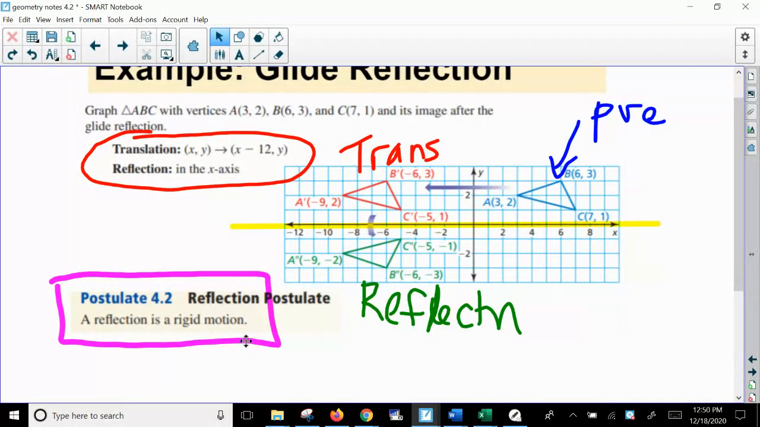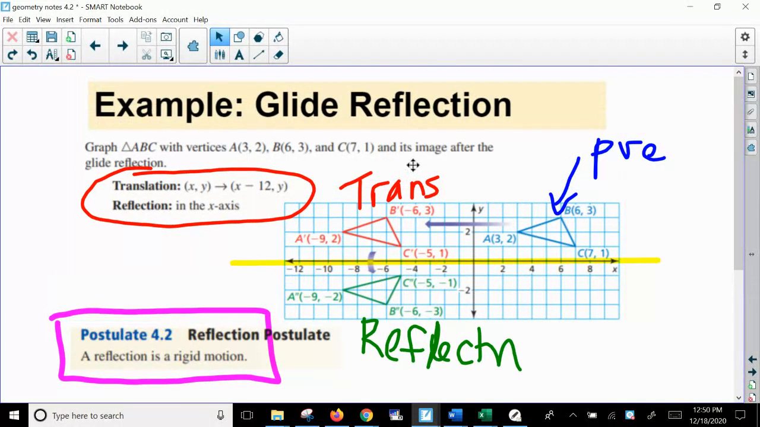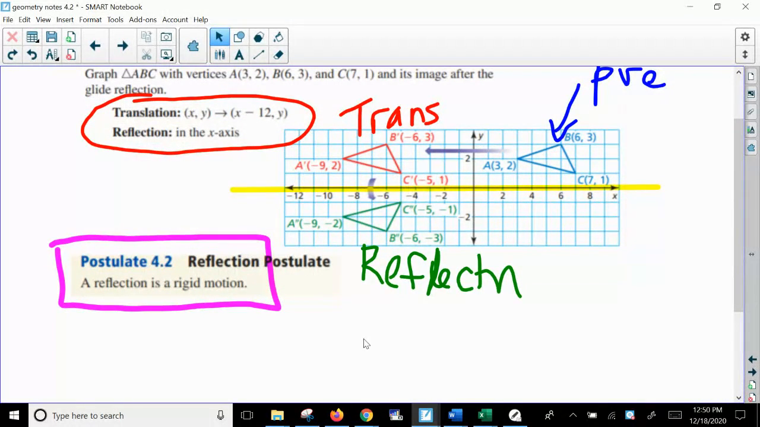And a reflection is a rigid motion. Glide reflections are rigid motions. Remember, rigid motion means the figure will keep the same size and shape when it is translated.